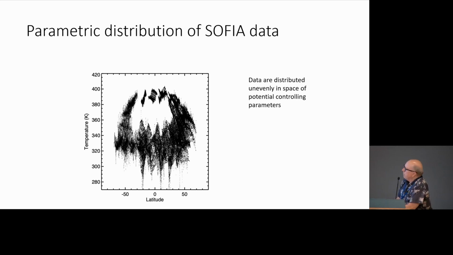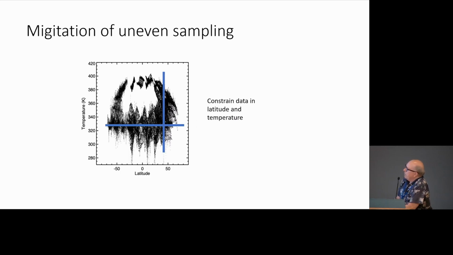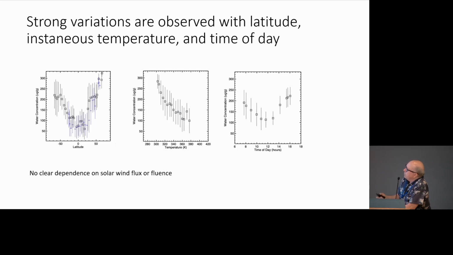So the approach that I've been taking is to limit the data in both latitude and temperature. Early inspection of the data shows that there's temperature and latitude effects, but they could be cross-contaminating each other. So these blue lines are, we take a strip across the data where we try to maximize the extent of a particular parameter while minimizing the extent of the others. So I'll be showing you plots that include these constraints.